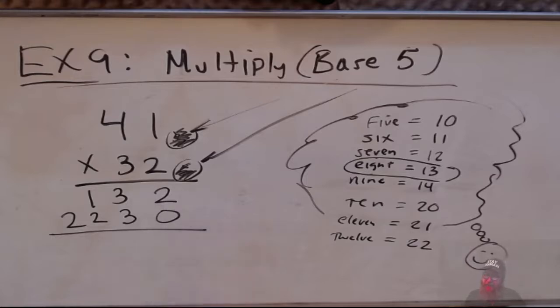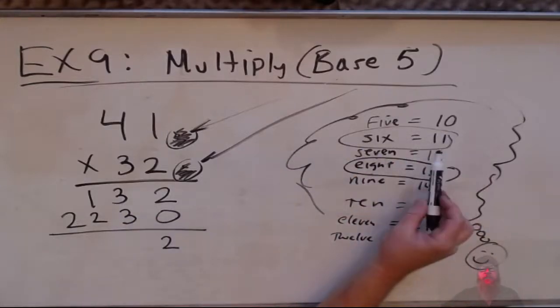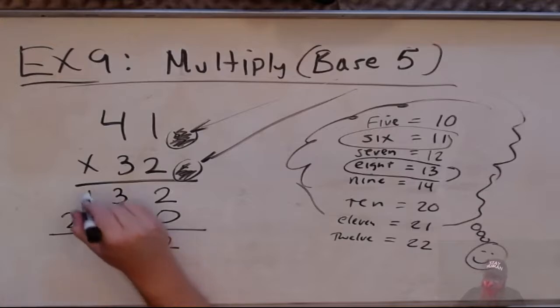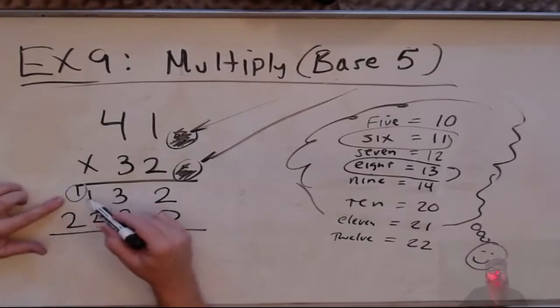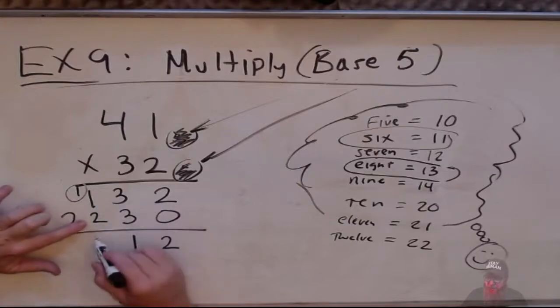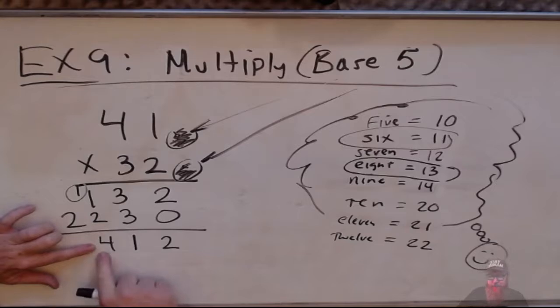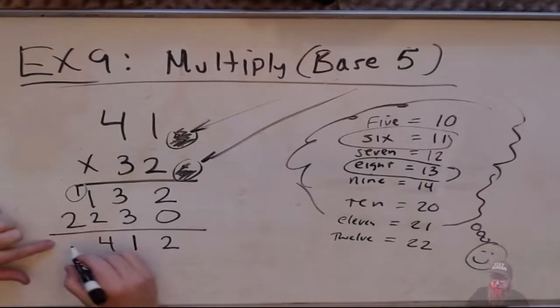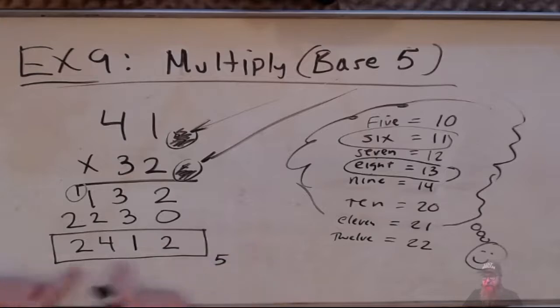And then I add these up. 2 plus 0, 2. 3 plus 3 is 6, but 6 looks like 11. Carry the 1. So I've got 1 plus 1 plus 2. That's just 4. Remember, if you're less than the base, it's just whatever it is. And then 2 just comes down and has nothing to add with. And so that is your product in base 5.